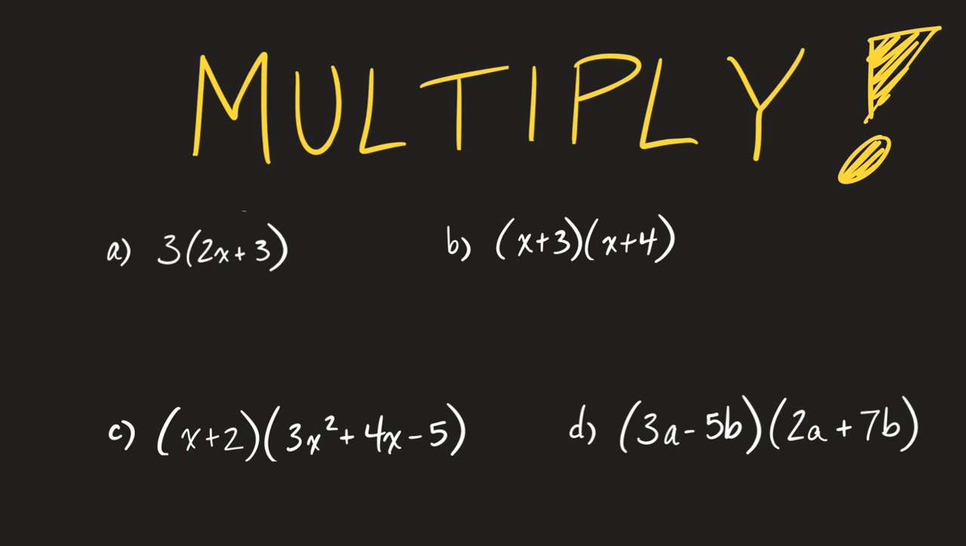What A says is I have one thing times two things. And the way that I'm going to take one thing times two things is to make sure that that one thing is multiplied by every part of the other thing. We call that expanding. And so I'm going to take my 3 and multiply it by my 2x, and then I take my 3 and I multiply it by my positive 3, and there's my 9. So I just multiplied my 3 times my 2x plus 3.